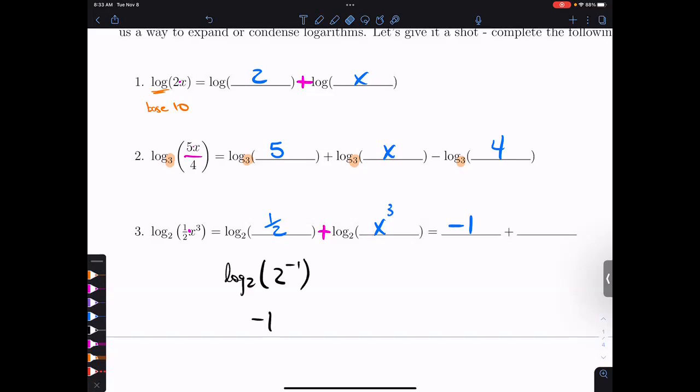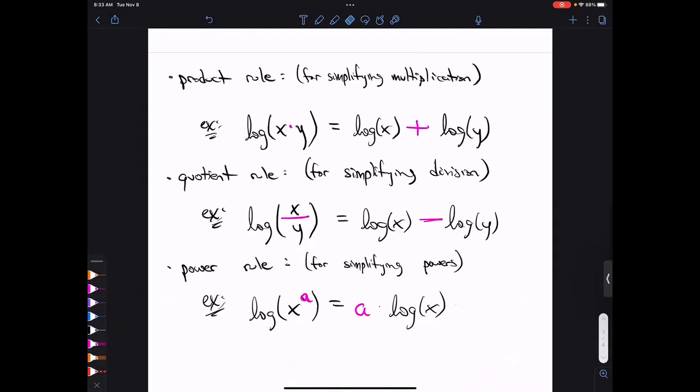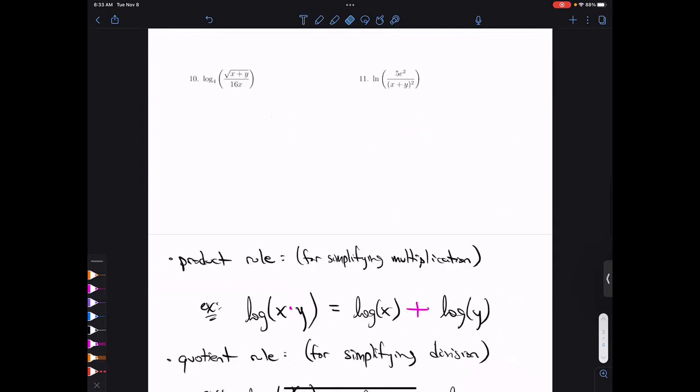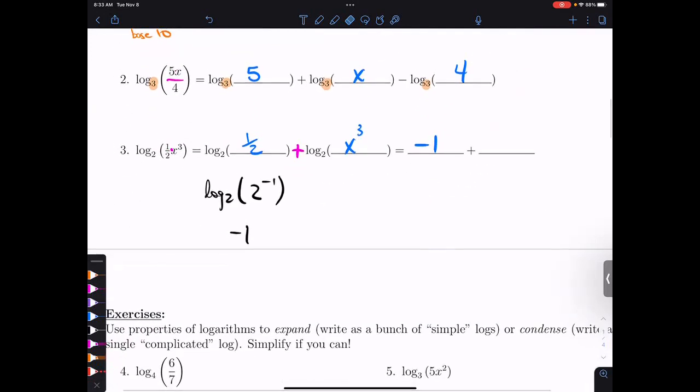Three things that we can break up or simplify: products, quotients, and powers, because those are all really just different faces of multiplication. Well, x cubed is x times x times x, right? So that's the same thing as 3 copies of the log base 2 of x.